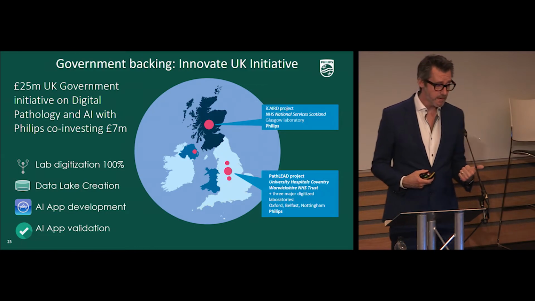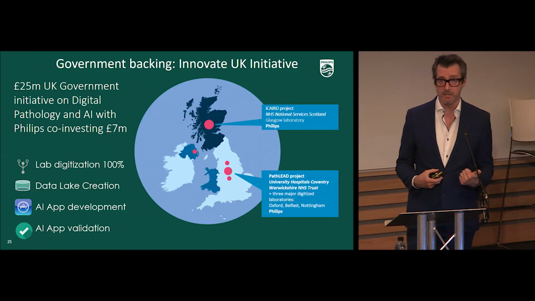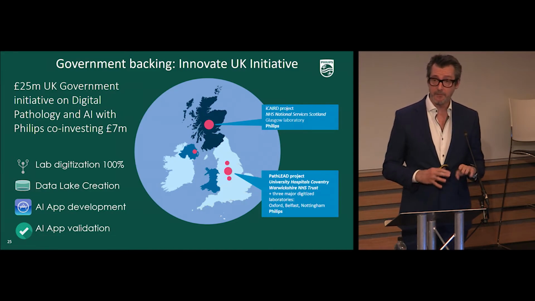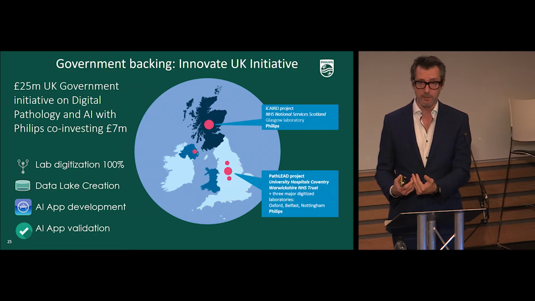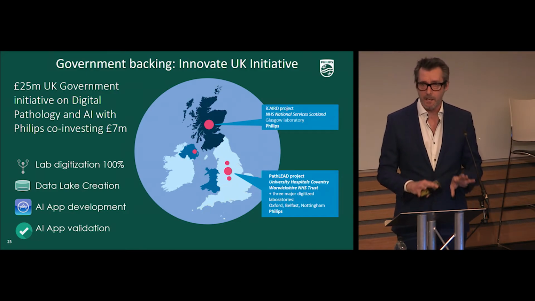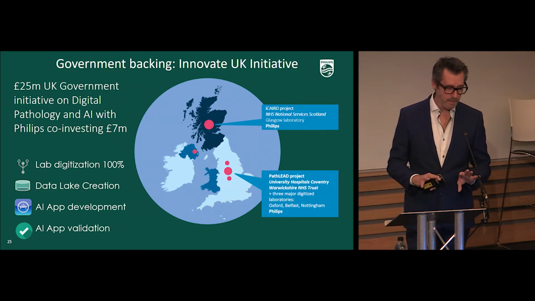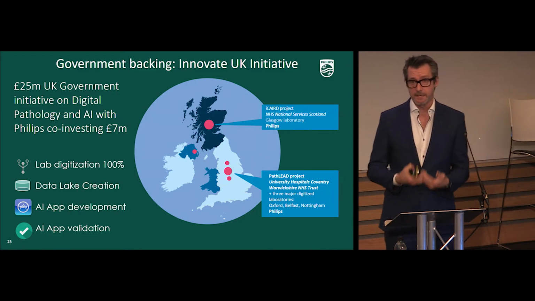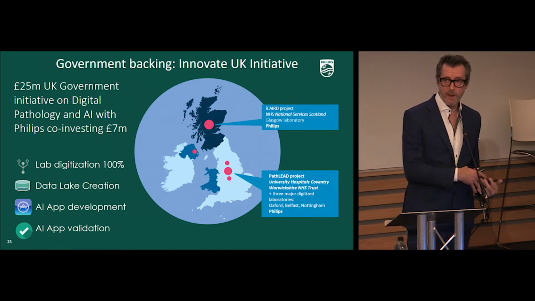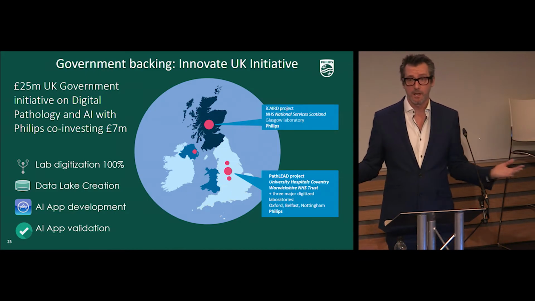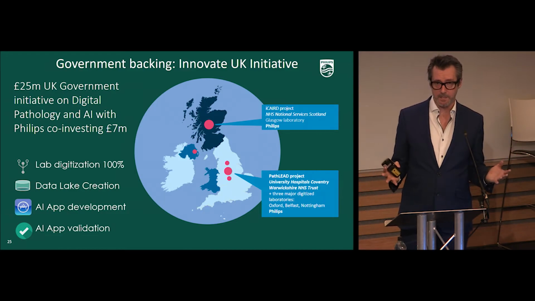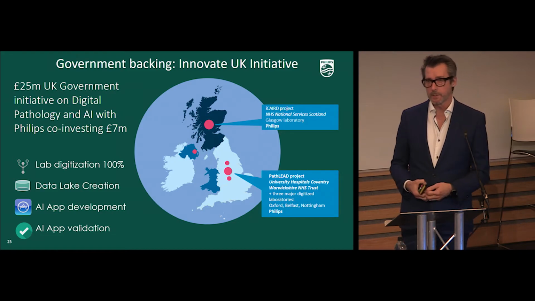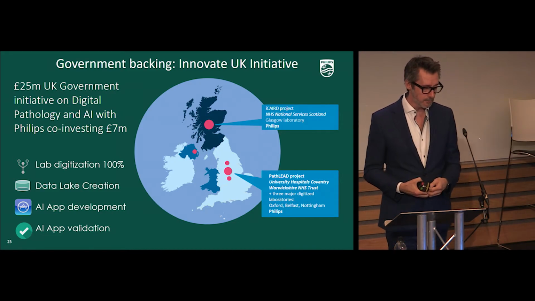Four key goals for these initiatives: lab digitization. So Philips as an organization will fully digitize these labs so that they have the capacity to move to 100% digital operations, where every single glass slide going through those laboratories will be digitized. And on the back of that digitization program, we're going to create the largest data lake in the UK, with a range of images across different diseases and different tissue types that are highly annotated by pathologists in the UK to support AI and algorithm development.